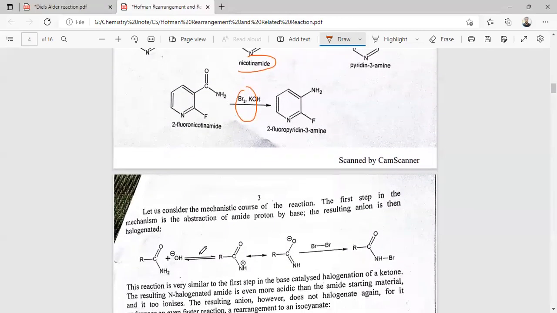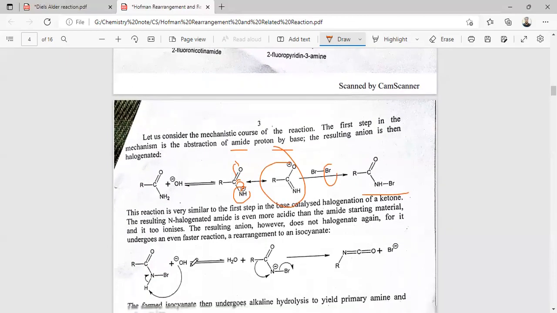So let us consider the mechanistic course of this reaction. The first step in the mechanism is the abstraction of an amide proton by the base. The resulting anion is then halogenated. So in the first step, in the presence of base, this proton is abstracted to form this anionic intermediate. Next, with arrow pushing, this intermediate is formed. Next, this bromine atom is attacked to form this intermediate.